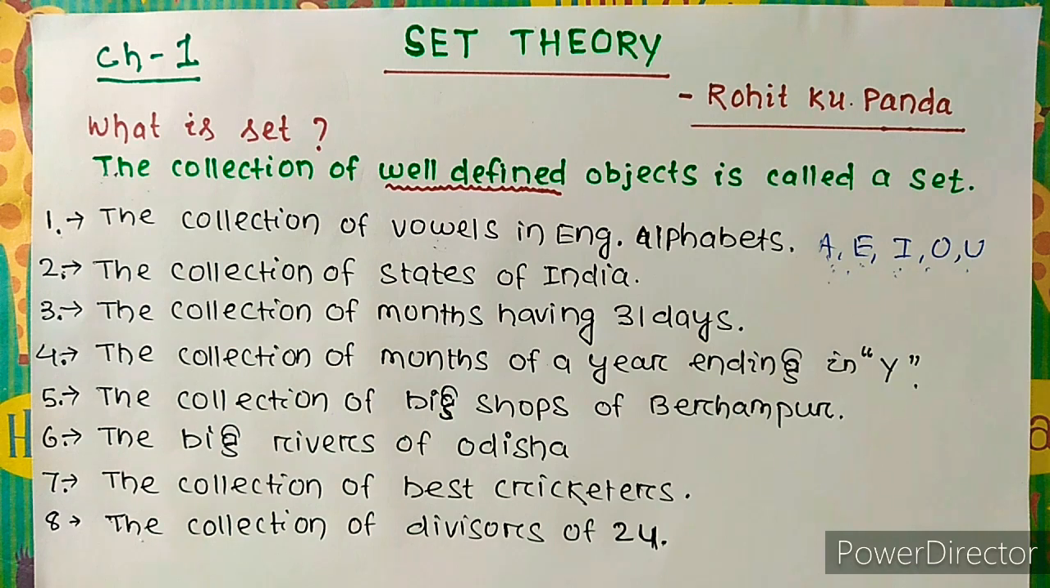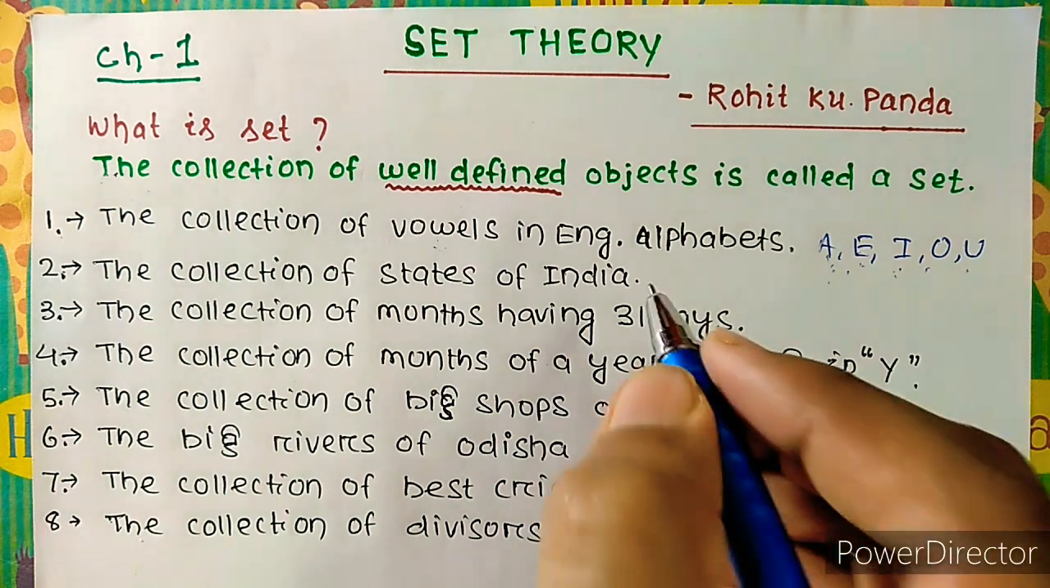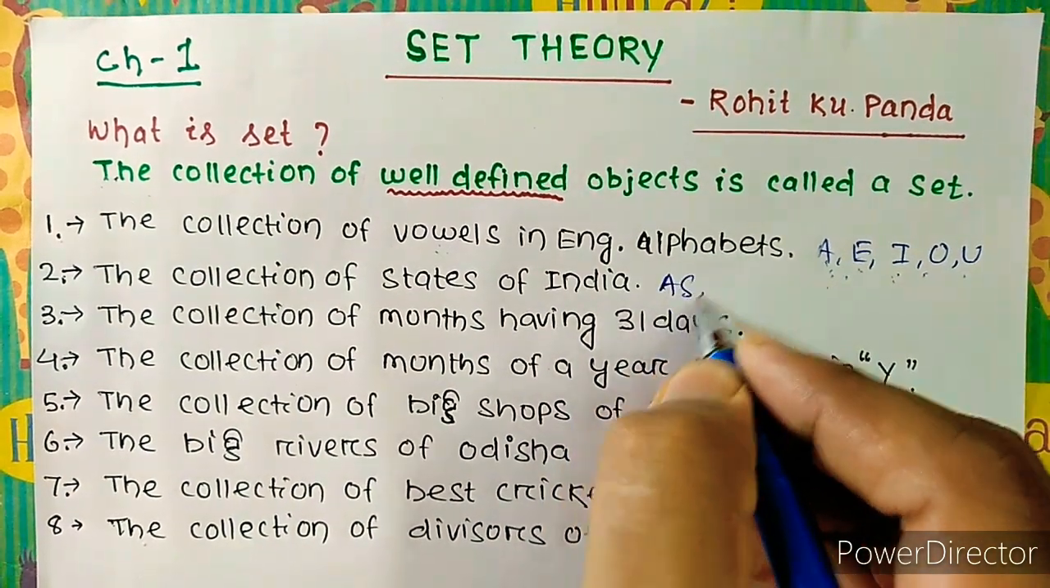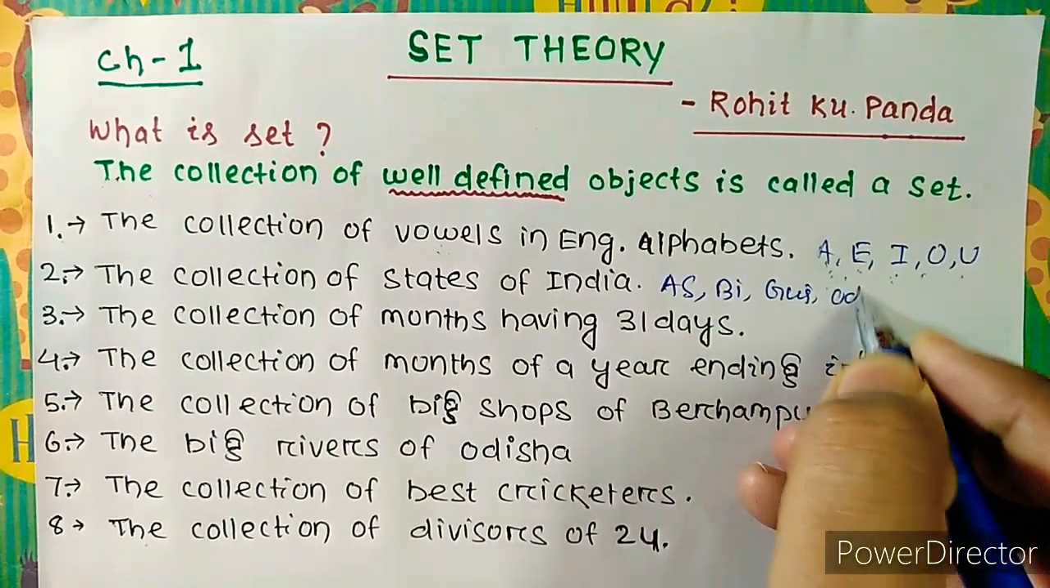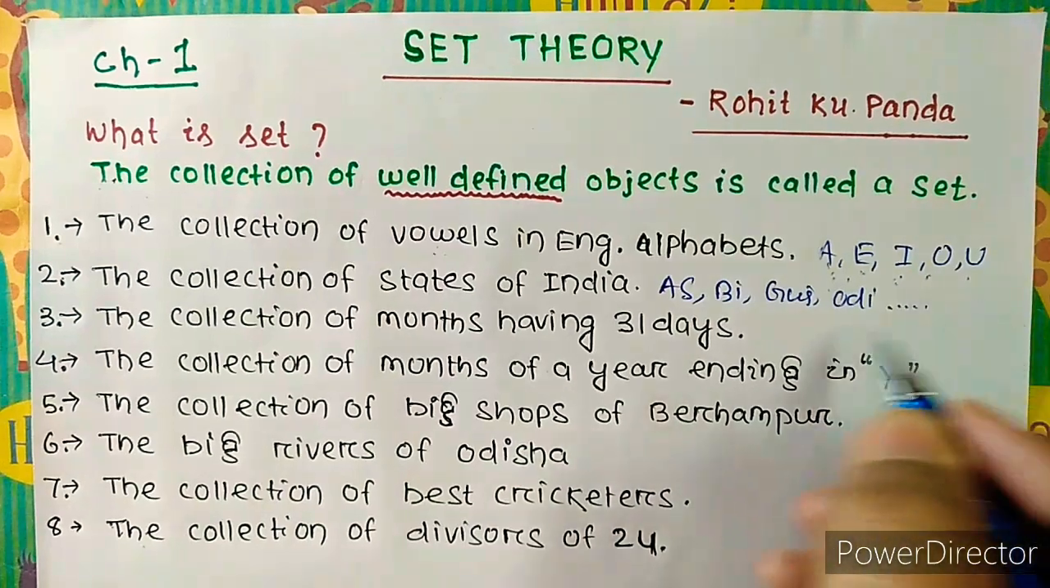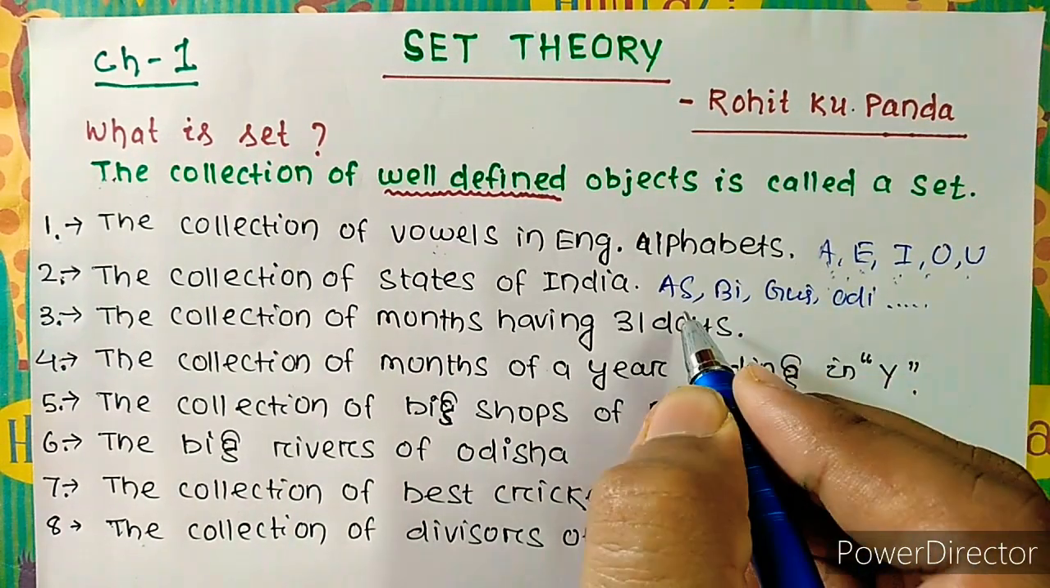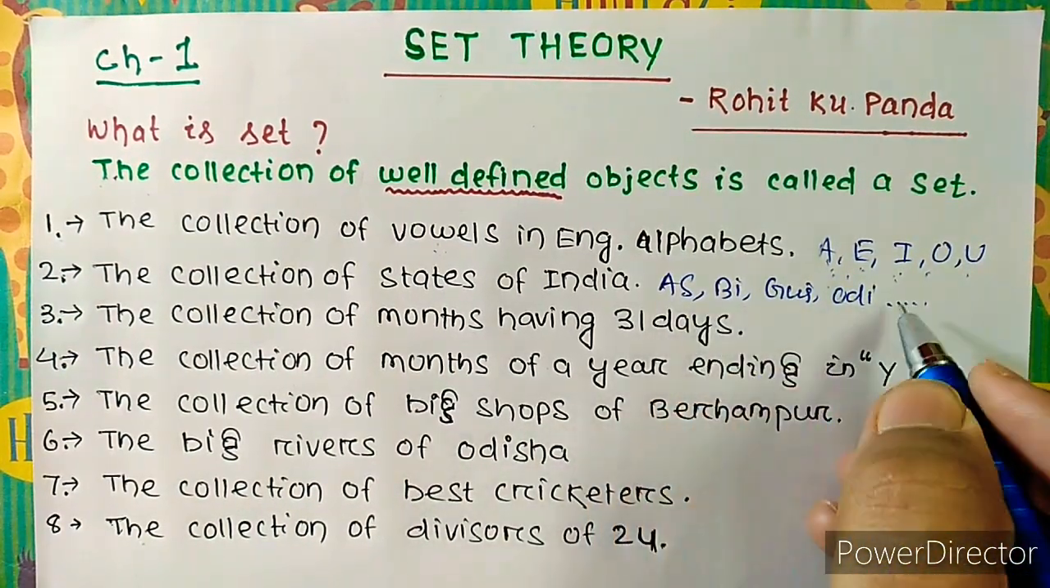And the next one is the collection of the states of India. Obviously now we have 28 states. So we can write the collection of the states like Assam, Bihar, Gujarat, Odisha and the others. So we can write all 28 states like this.